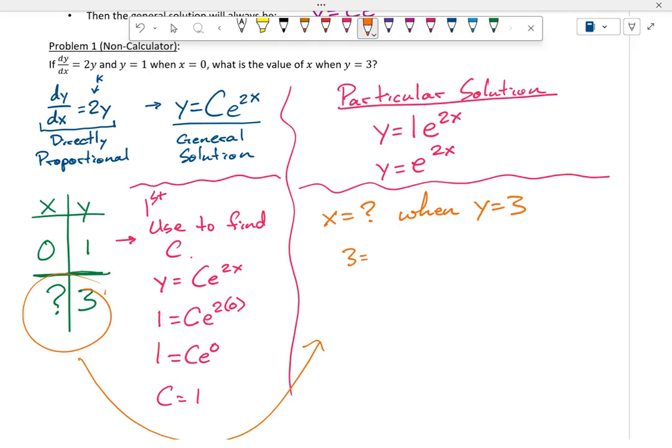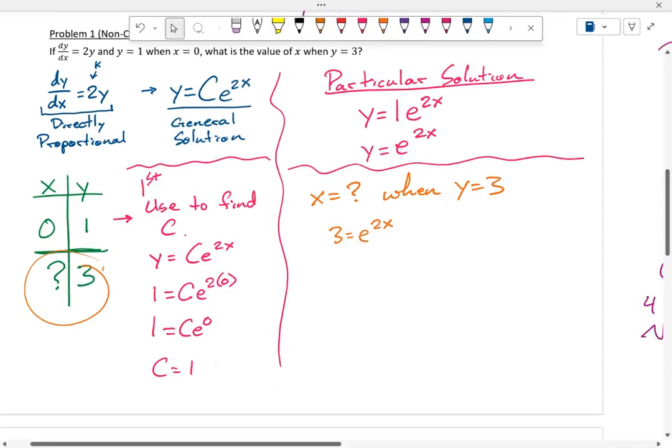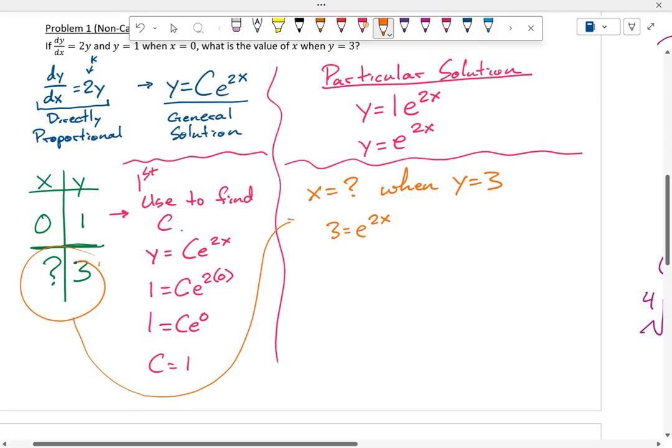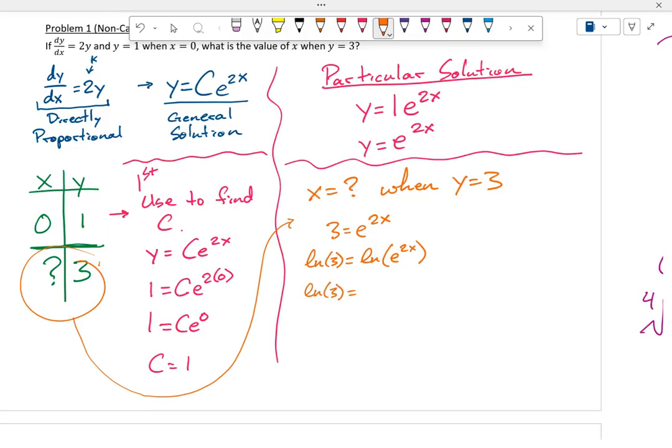Let's do that. So 3 equals e to the 2x. How would I go about solving that? Yeah, let's log it. It's an exponential, so we solve it with logarithms. So that's going to be the natural log of 3 equals the natural log of e to the 2x. All right, so what happens to that right side? Yeah, so I'm left with what? Can I solve for my x then? Divide by that 2, and so x is equal to natural log of 3 divided by 2.